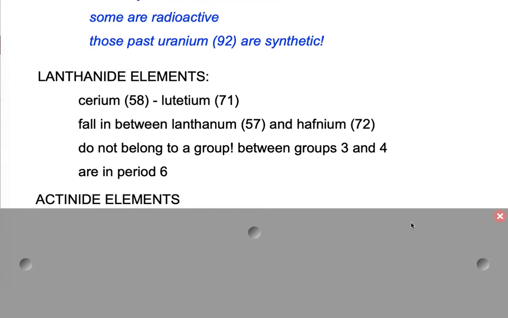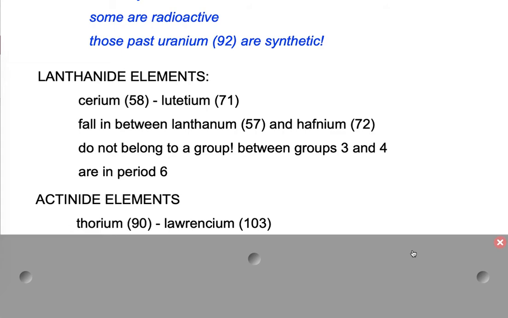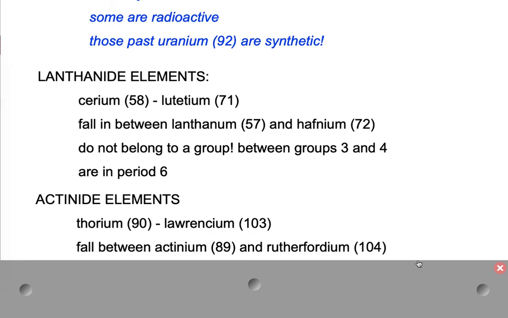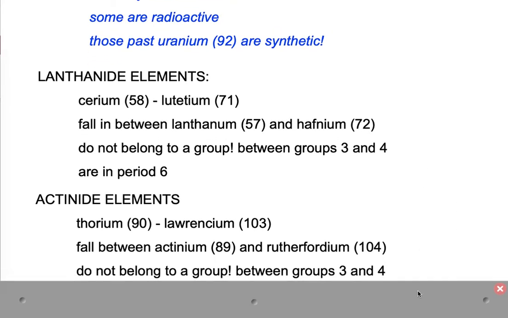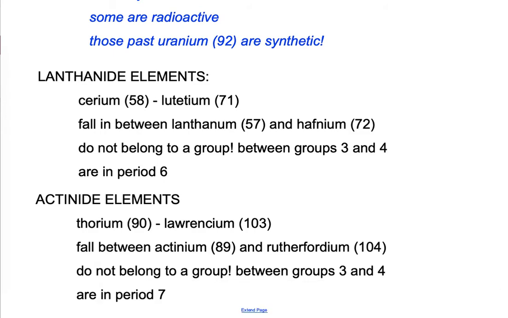Below the lanthanide elements are the actinide elements. They're called the actinide elements because they follow actinium in the periodic table. And they are thorium, atomic number 90, through lawrencium, atomic number 103, and they fall between actinium and rutherfordium. So if we jump back to the periodic table, here we see francium 87, radium 88, actinium 89. Then we jump down to the actinides following actinium and thorium 90 through lawrencium 103. And then after 103, we jump back up to rutherfordium 104. And again, like the lanthanides, they do not belong to a group. They are wedged in between groups 3 and 4, but they are part of period number 7.